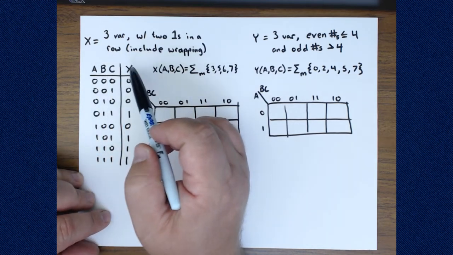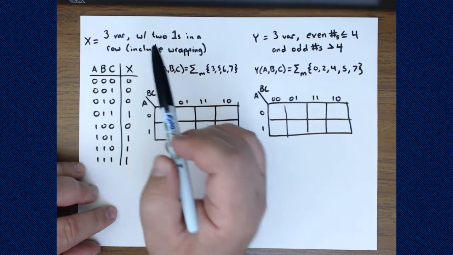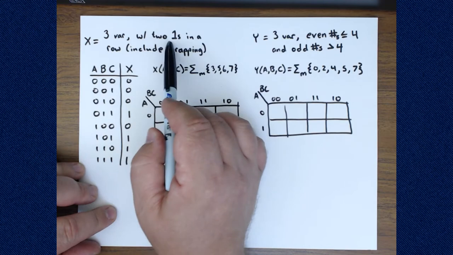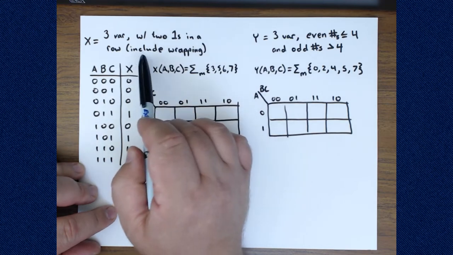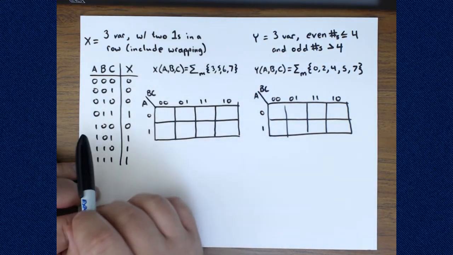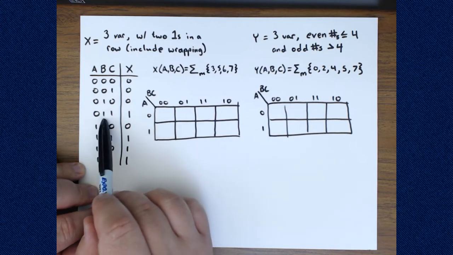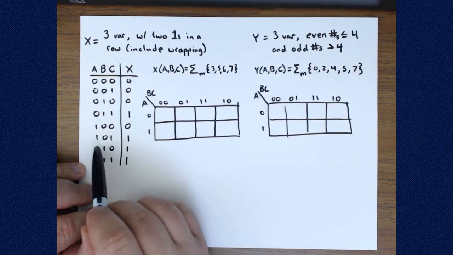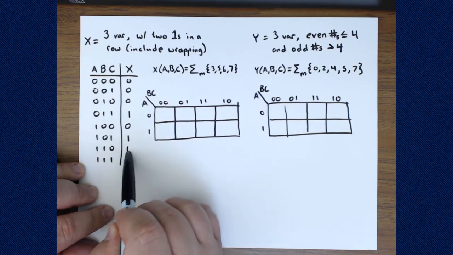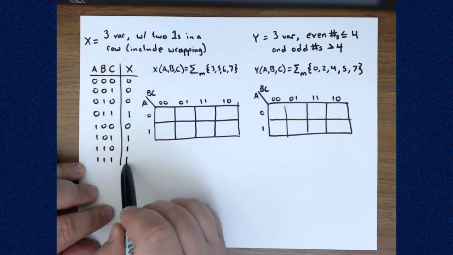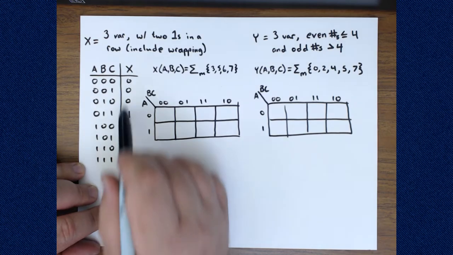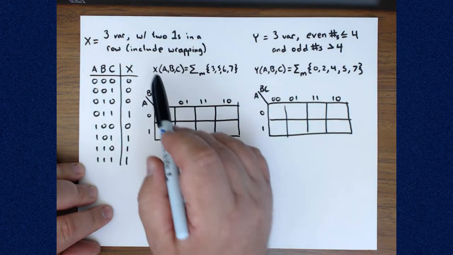And what we want it to do is produce a 1 on output whenever this 3-bit input has 2 1s in a row, and we'll include wrapping. So here I've marked, here's 2 1s in a row, so this minterm will get a 1. Here's 2 1s in a row, so that'll get a 1. And there's 3 1s in a row, so this will get a 1. But with wrapping, this one, minterm 5, will also get a 1. Everything else gets zeros.